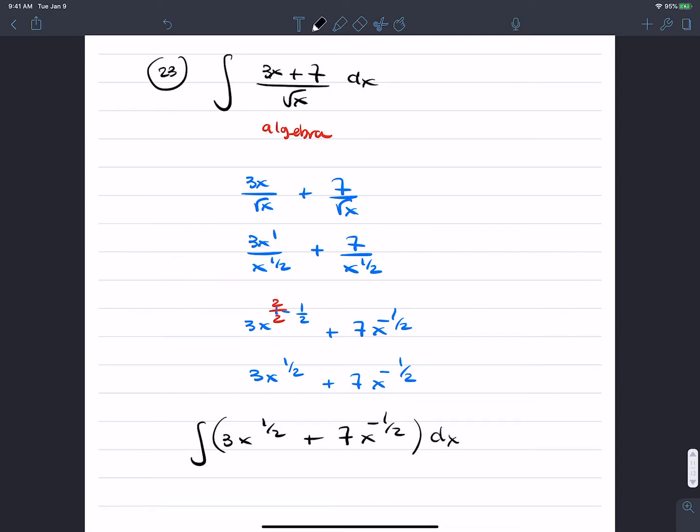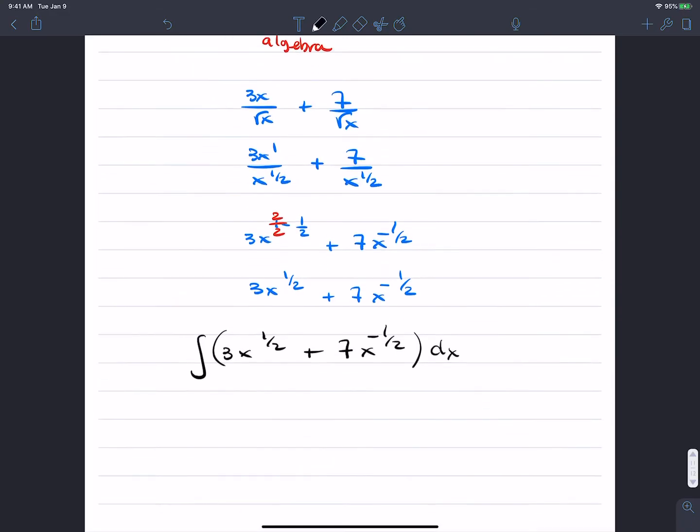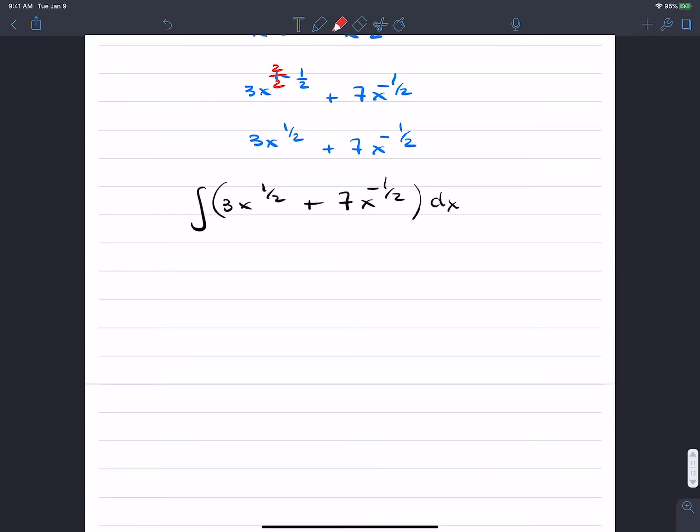So we had to do all this algebra before we actually start to use our properties and power rule for integration. And so now, let's use the properties. That's a sum. So we have 3x to the 1/2 dx plus 7x to the minus 1/2 dx.